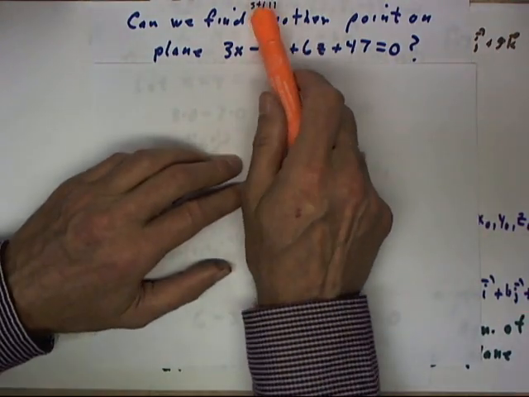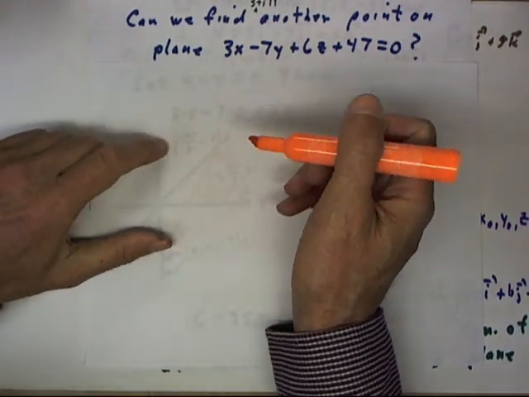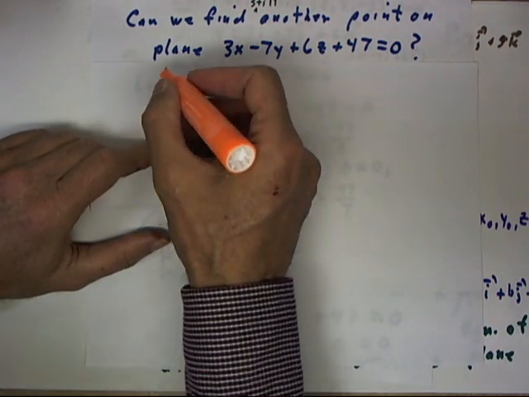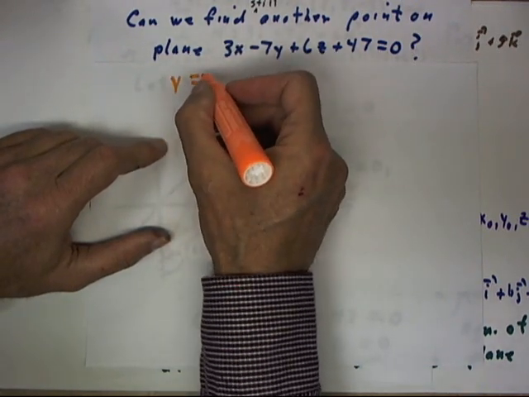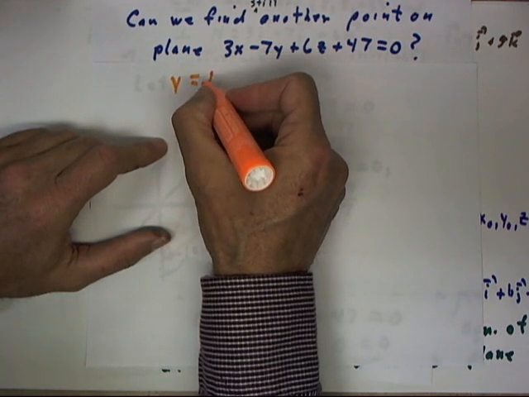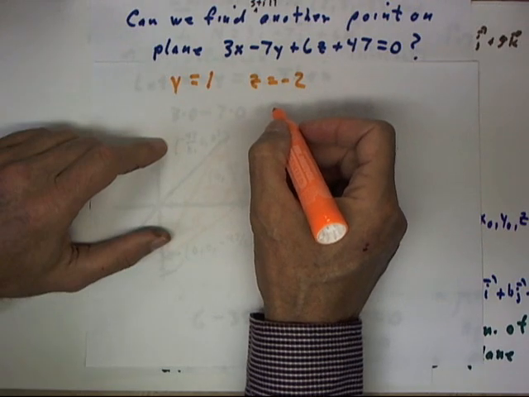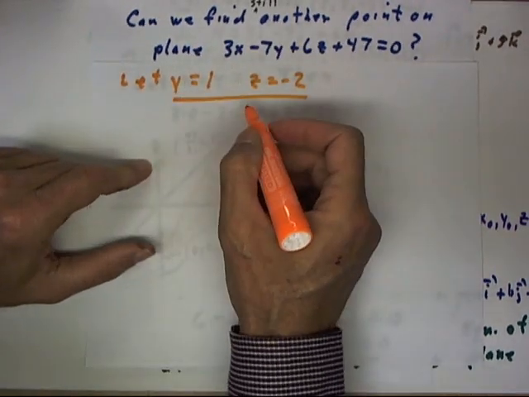Now we ask if we can find still another point on this plane. And that's easy to do. Now I'm going to fudge a little bit and choose a point that I think will come out with whole number solutions. I'm going to let y equal 1 and z equal -2. So let's let y equal 1 and z equal -2.